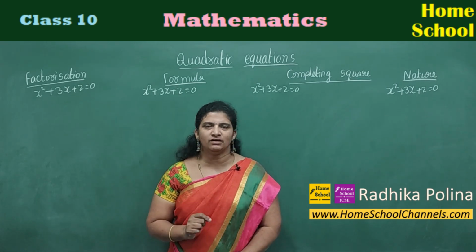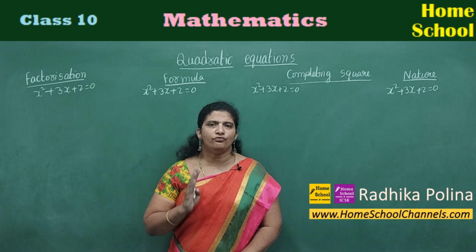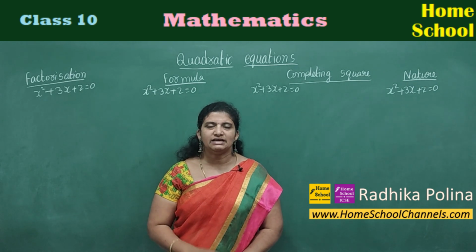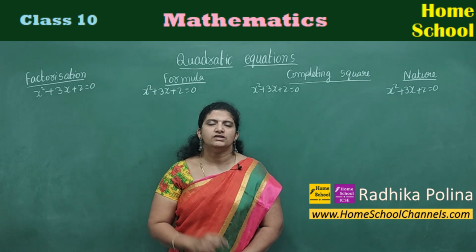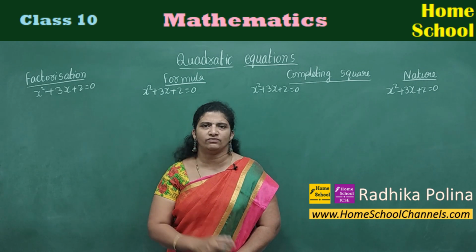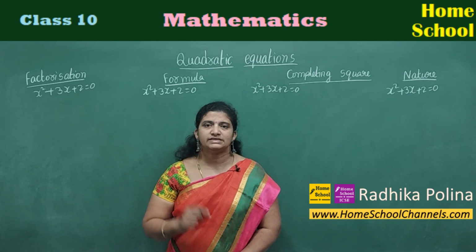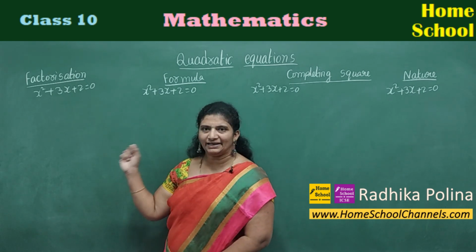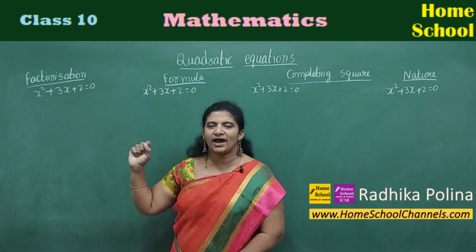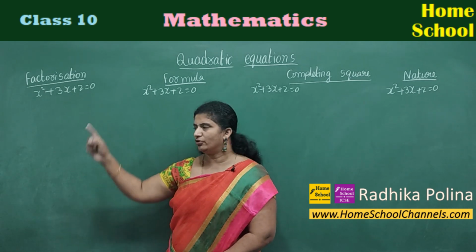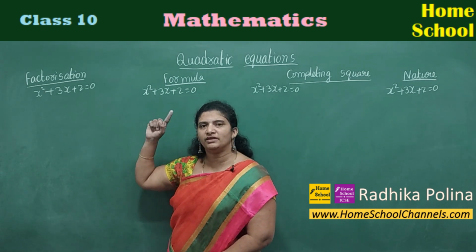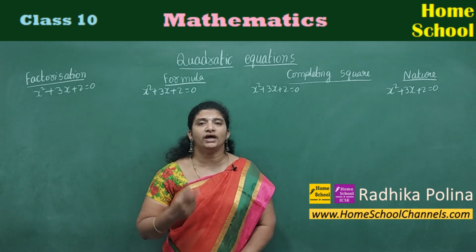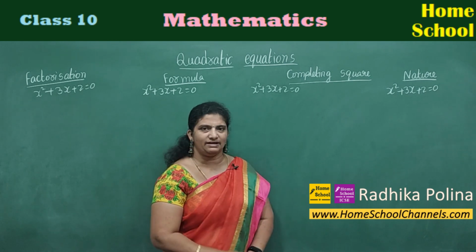In this chapter, we can expect 4 or 5 varieties of problems. That is, they will give you an equation. Solve it by any one method of your own choice. Suppose they specify, solve the quadratic equation by using factorization method, you need to go with that method. Formula method means this method. Completing square, this method.